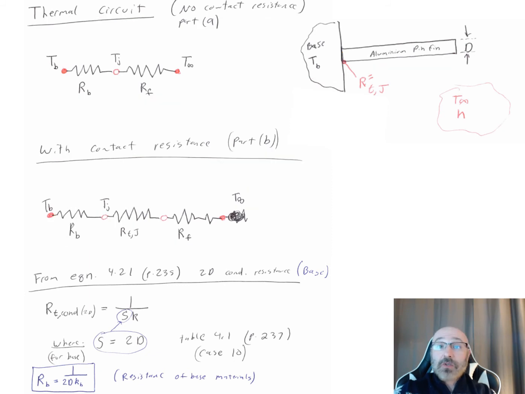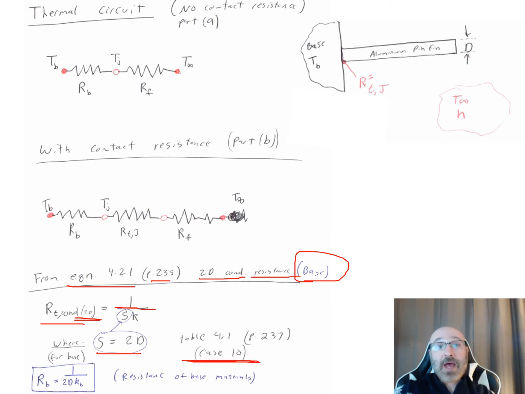So now what we want to do is look for our governing equation. We can go to equation 4.21 on page 235 of our textbook for resistance for 2D conduction. And again, we're looking just right now at our base first. So we can see we have our R sub t, our resistance for 2D conduction. This is given by the relationship of 1 over S, our shape factor, times our thermal conductivity k, where for our base, our shape factor for this relationship is going to be 2D. And where this comes from is case number 10.